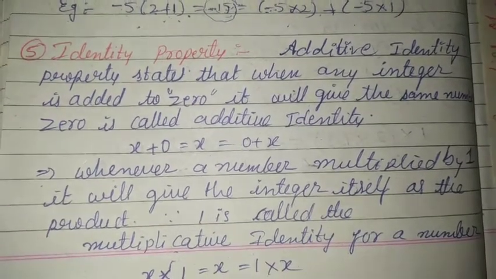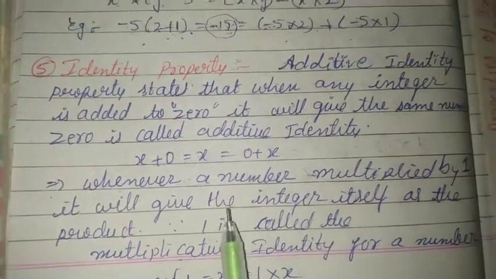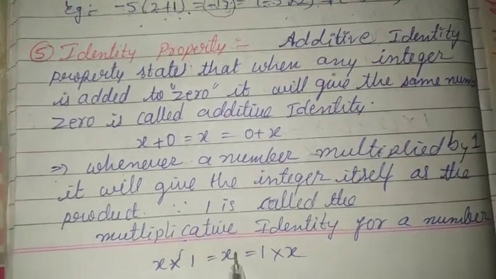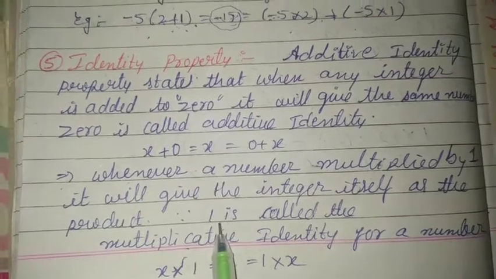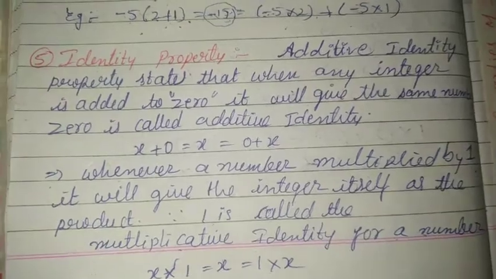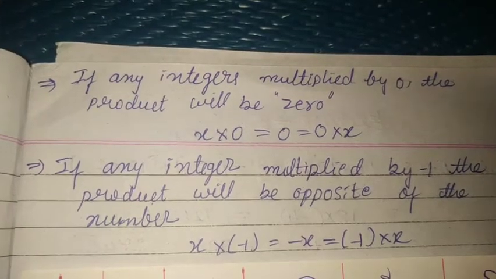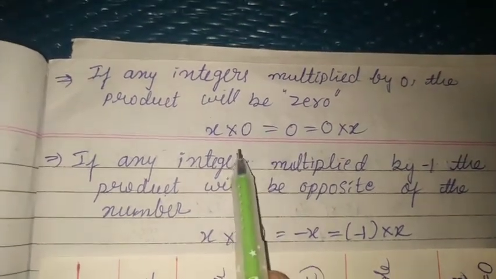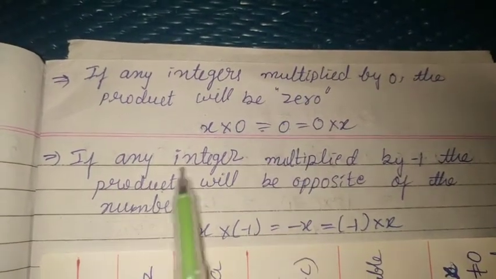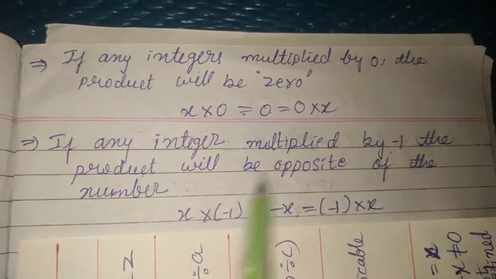Whenever a number is multiplied by 1, it will give the integer itself as the product. For example, 1 multiplied with x, we are getting x only. The number itself we are getting. So 1 is called the multiplicative identity. If any integer is multiplied by 0, the product will be 0. When we are multiplying any number with 0, what answer do we get? 0 only.